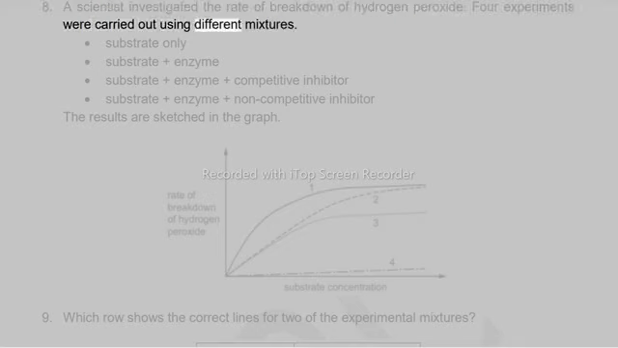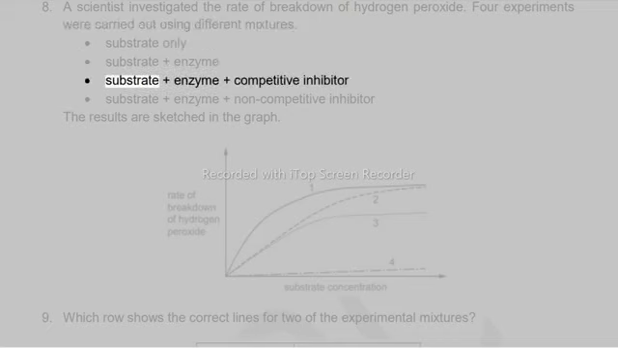8. A scientist investigated the rate of breakdown of hydrogen peroxide. 4 experiments were carried out using different mixtures: substrate only, substrate plus enzyme, substrate plus enzyme plus competitive inhibitor, substrate plus enzyme plus non-competitive inhibitor. The results are sketched in the graph. 9. Which row shows the correct lines for 2 of the experimental mixtures?